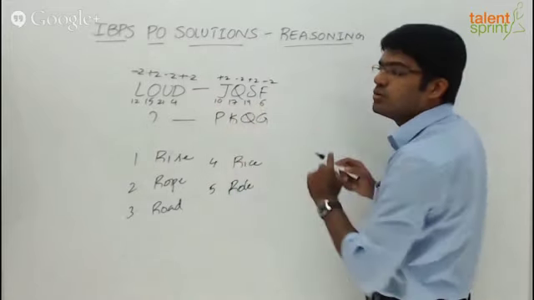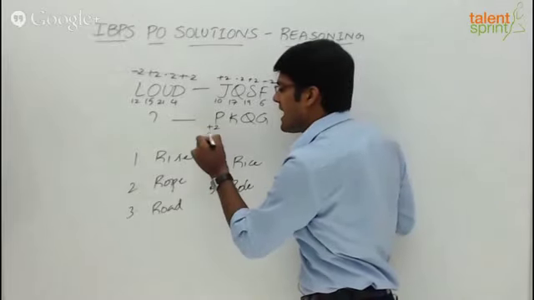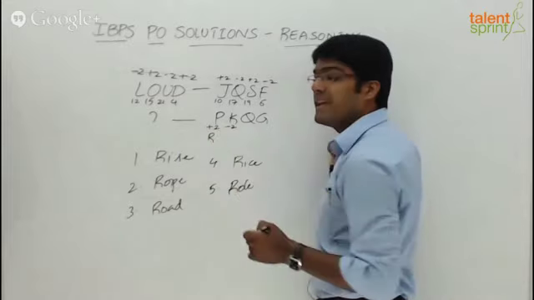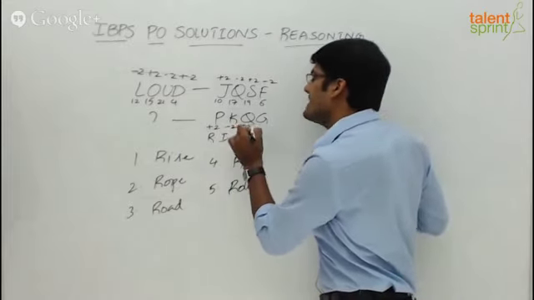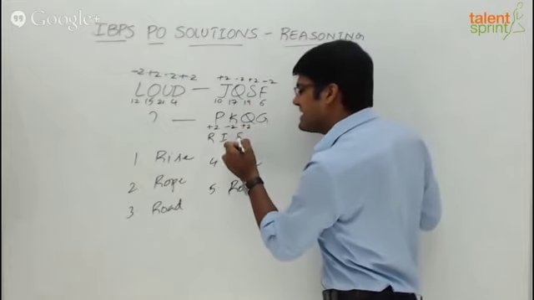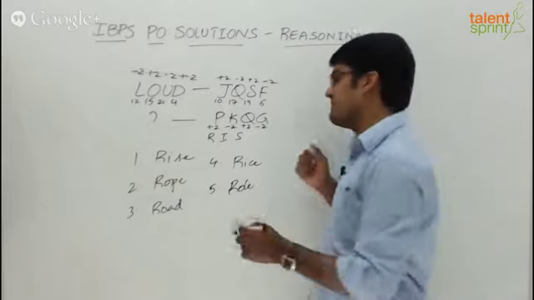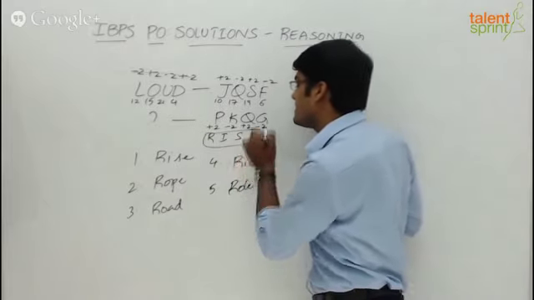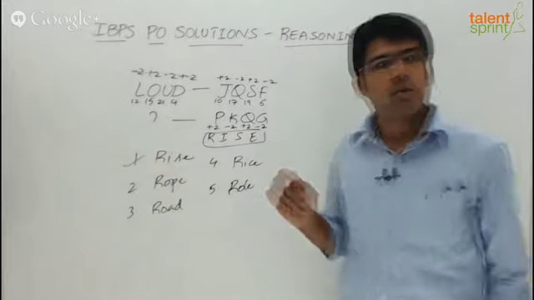So P + 2. Position of P is 16. 16 + 2 is R. K - 2. K is 11. -2 is 9. So I. Q + 2. 17 + 2 is 19. 19 is S. And G - 2. G is 7, -2 is 5, and 5 here is E. So the answer for this question would be RISE. RISE, which is option number 1.